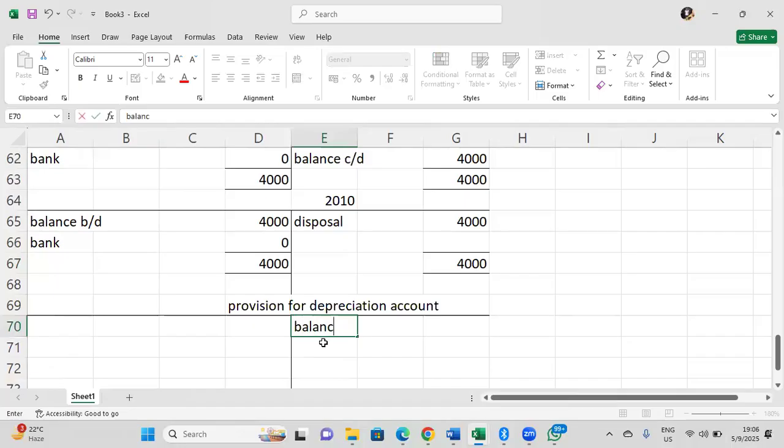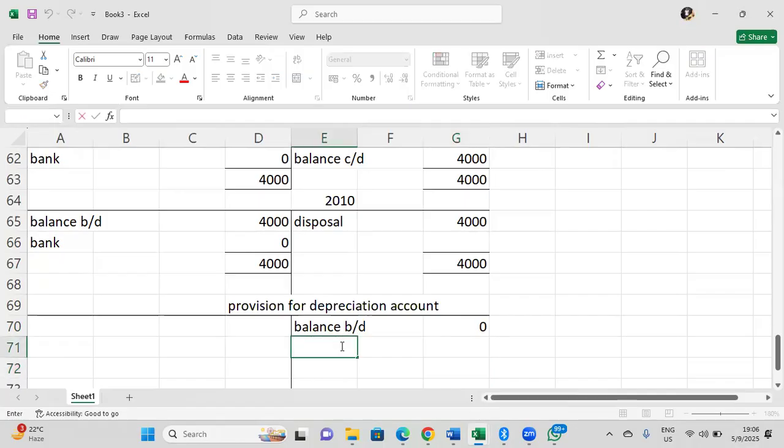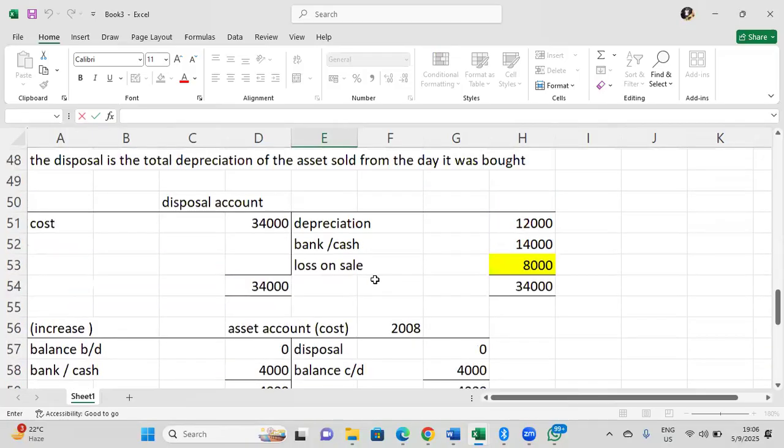provision starts with the balance BD on the credit. But for the first year, it's a balance BD of nil. The balance BD provision for the years, of which this is our first year, that's 2008. So after the balance BD, next, we put in the provision for depreciation account.